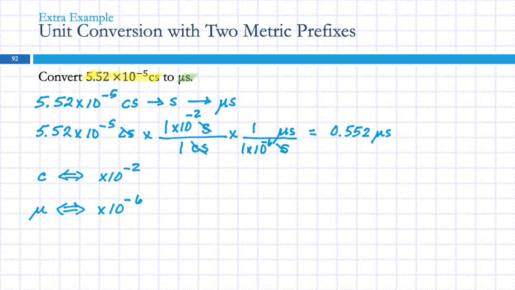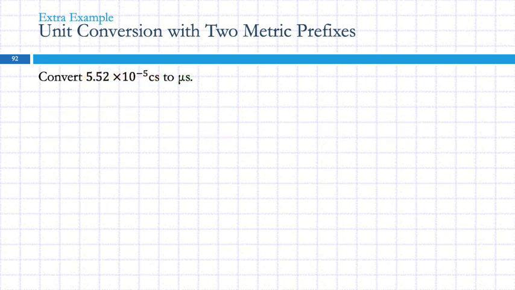The nice thing about this is converting in the metric system, you're never going to get all those crazy decimal places. It's just going to give you what you started with. I started with 552 with 3 sig figs, I end up with 3. So any questions about that one? There's one like this on your worksheet also.